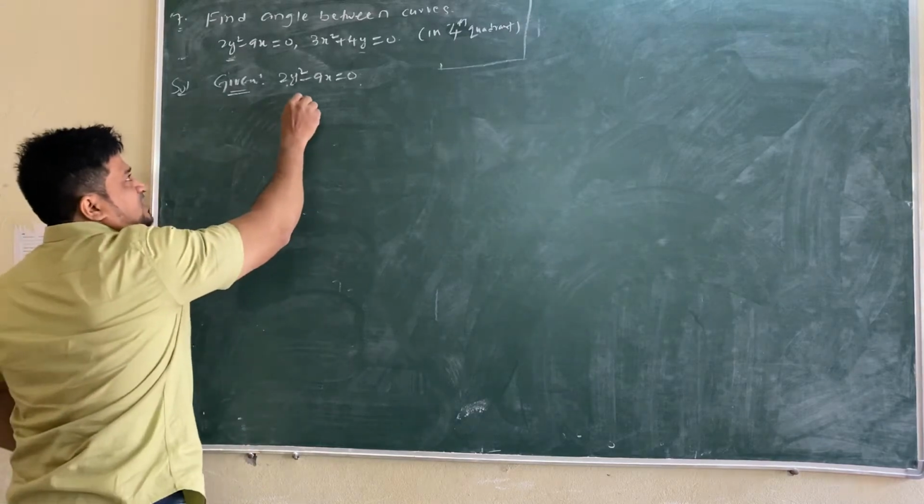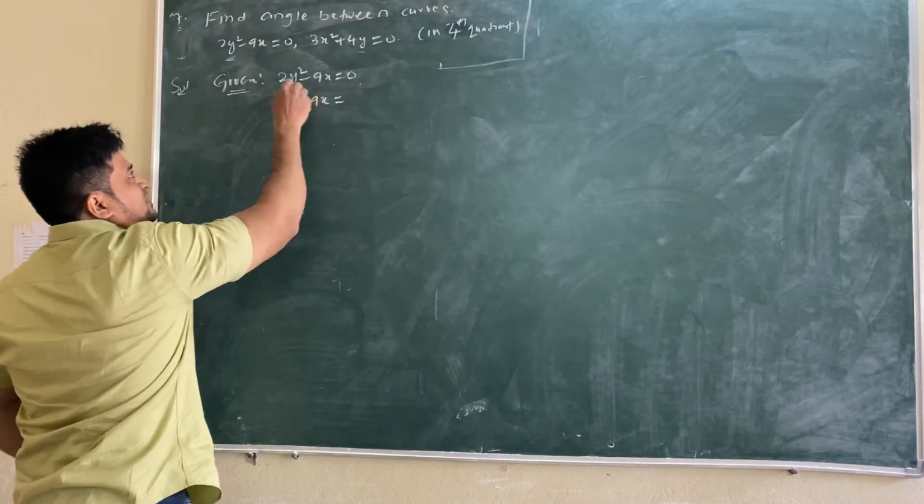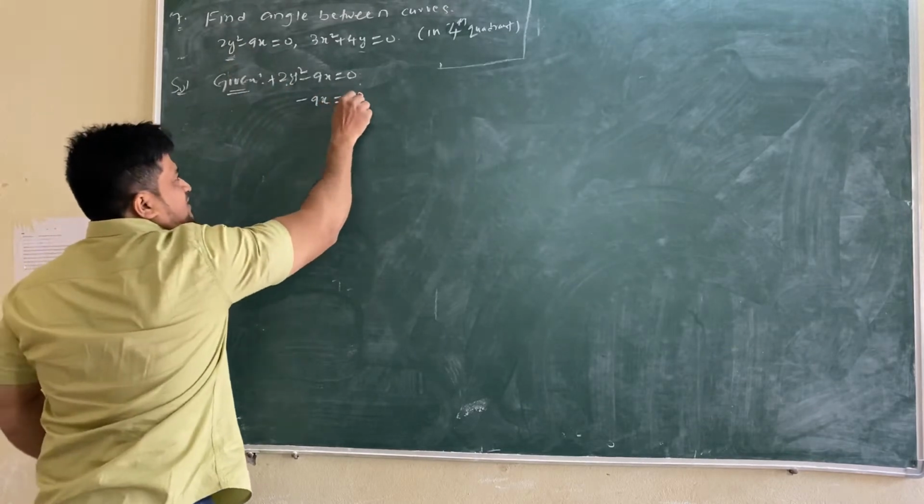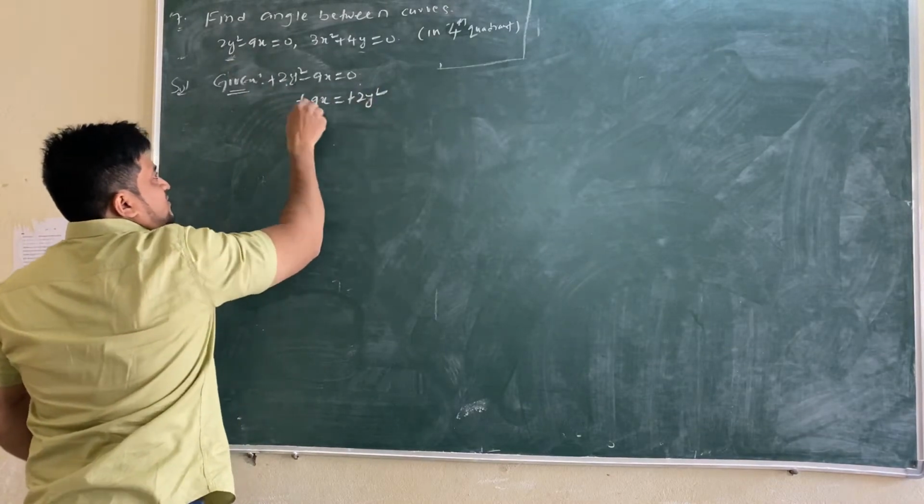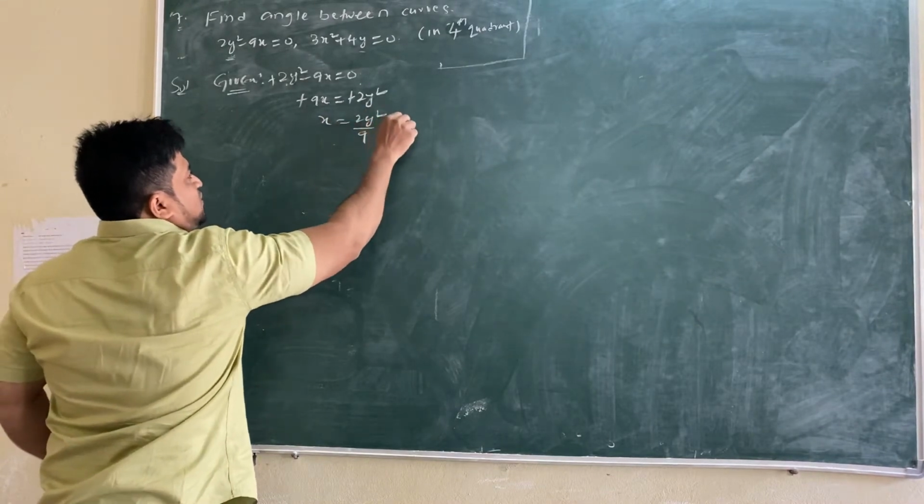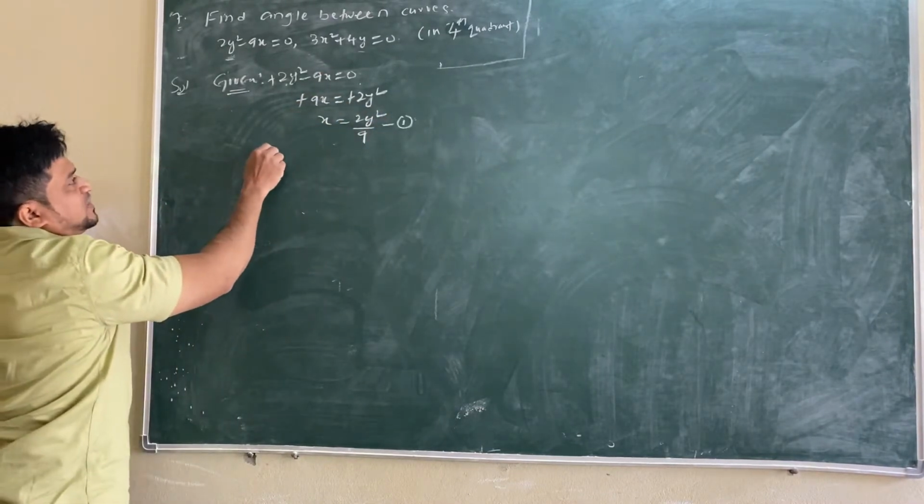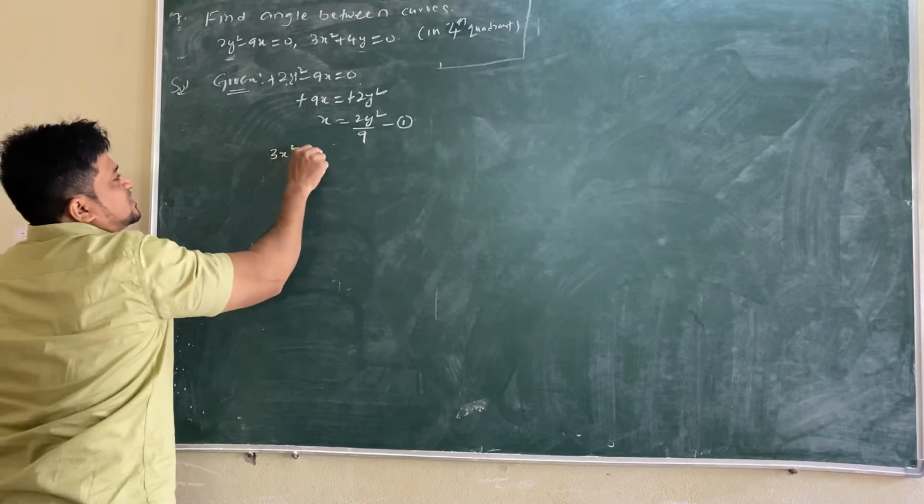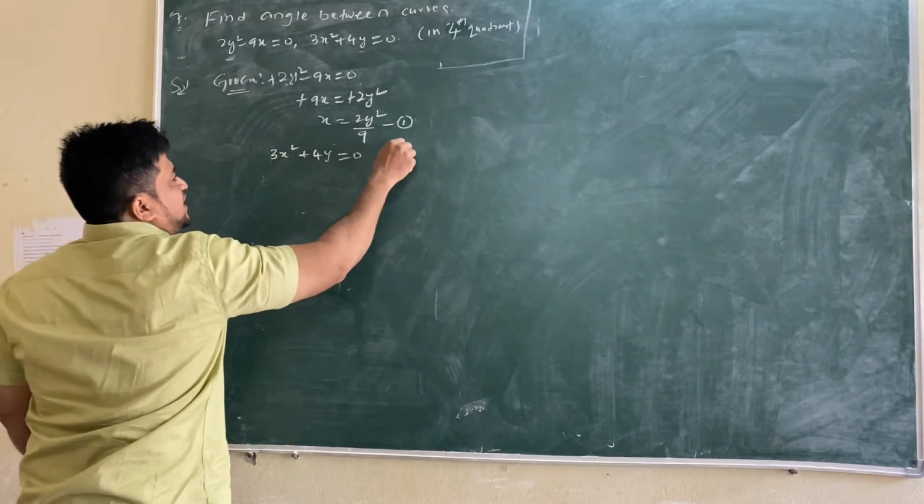From equation 1, I am writing minus 9x here, and 2y square sent to the right side: minus 2y square equals 9x. So x equals 2y square by 9. That is equation 1. Then the second one is 3x square plus 4y equals 0, equation 2.